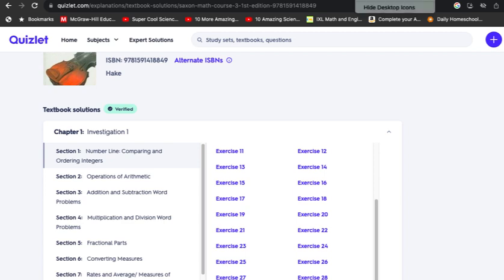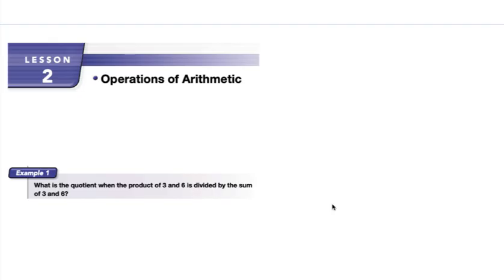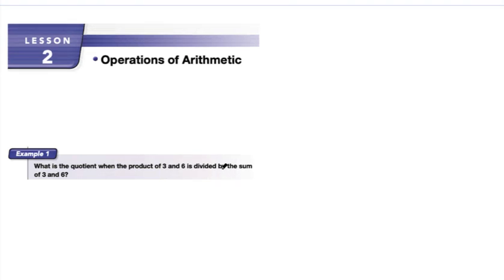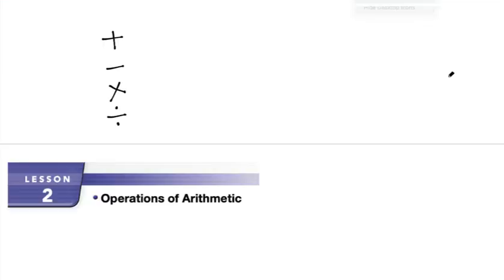Take care. All right, so here we are with lesson 2. We're going to be talking about operations of arithmetic. And so we have a couple of examples. But before we do that, let's kind of think about what these operations are. The 4 basic operations are going to be addition, subtraction, multiplication, and division.